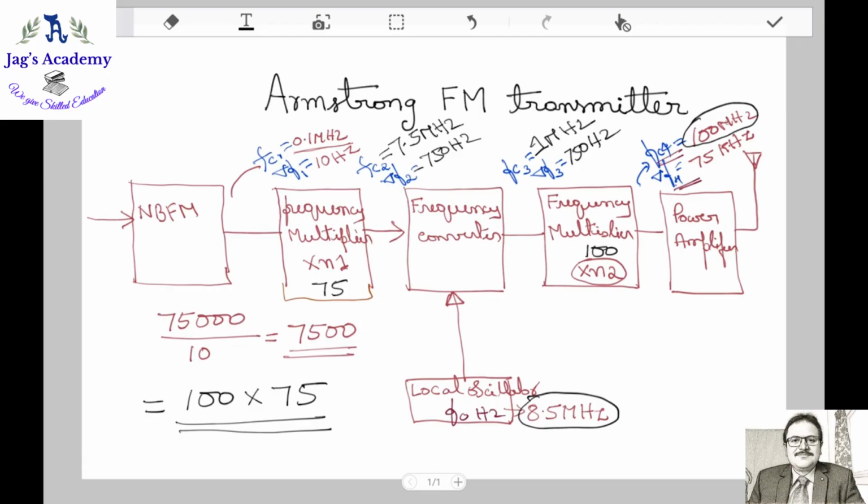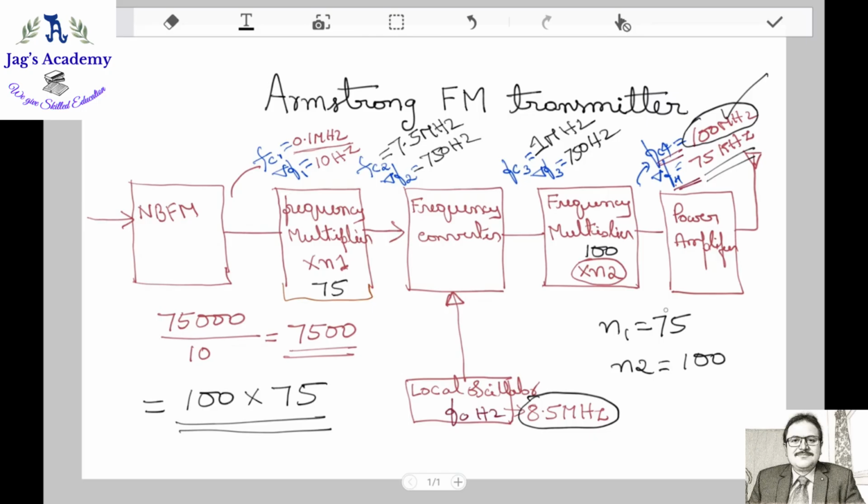Now you see whether you are going to get the specified carrier frequency or not. Multiply this: 1 megahertz into 100, you get 100 megahertz. 750 into 100, you get 75 kilohertz. Finally, we can say that N1 is equal to 75 and N2 is equal to 100.